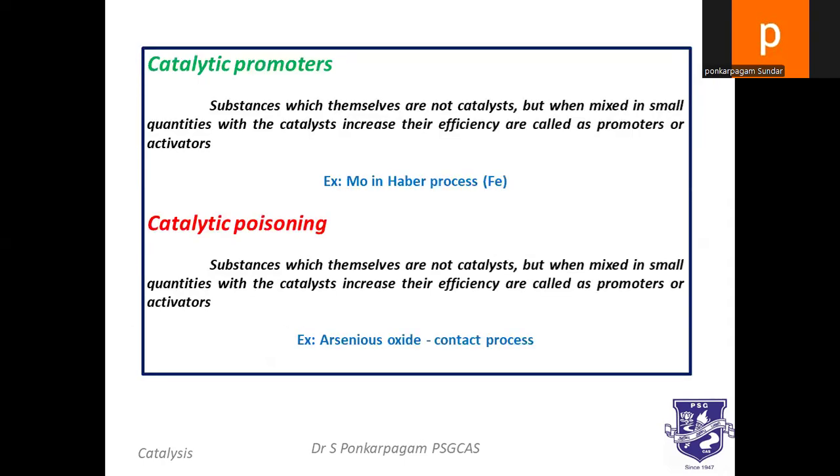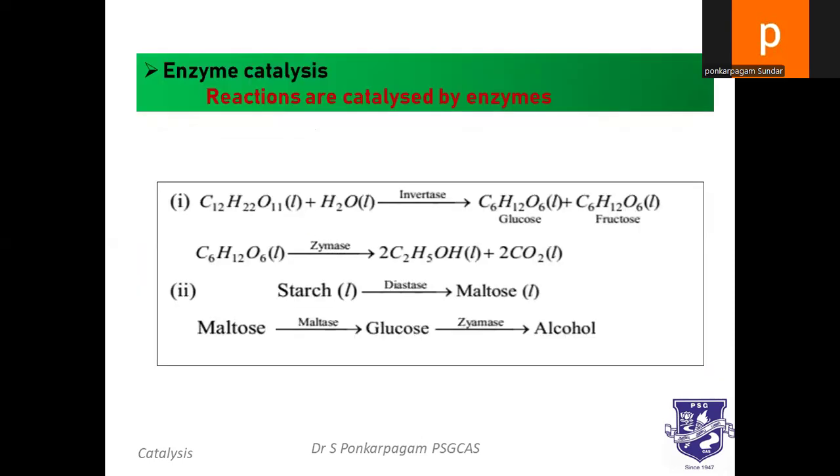Then another one is catalytic promoter. A catalytic promoter is not itself the catalyst, but it increases the efficiency of the catalyst. For example, in the Haber process, iron is used as a catalyst and molybdenum as a catalytic promoter. And a catalytic poison suppresses the efficiency of the catalyst. For example, arsenic oxide is used in the contact process.